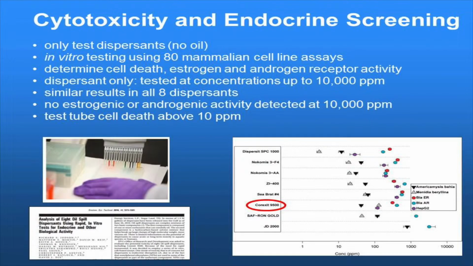And then we tested a large range of different dispersant concentrations. These are all done with little tiny test tubes, and it's all done through robots, and you're doing hundreds of different concentrations. But the bottom line for this was similar results in all of the 8 dispersants, including Corexit 9500. We didn't see any hormonal activity. And then we saw test tube cell death at about 10 parts per million, which you'll see is about the same as for whole organisms.